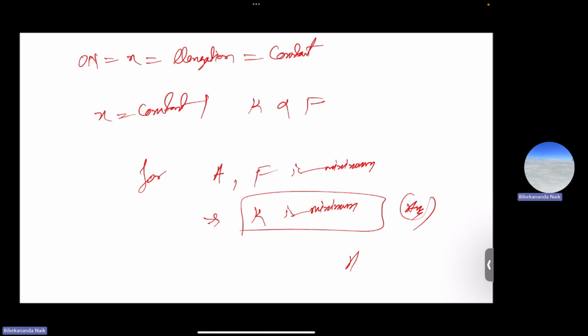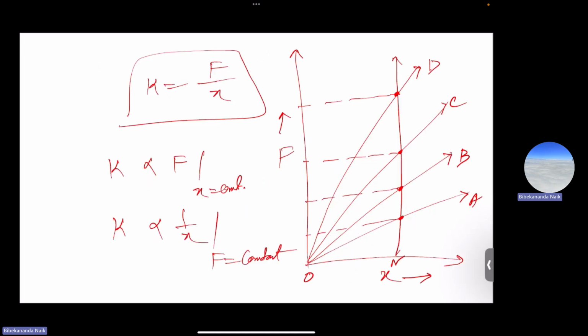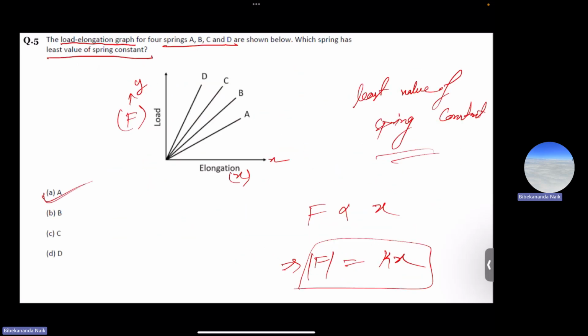So the correct answer is A, that is option A. I hope this is clear to you. So here the graph was given between load and elongation. Since for a constant load, spring constant is directly proportional to the force applied, when we draw a vertical line at constant x, then for all A, B, C, D the elongation is constant.